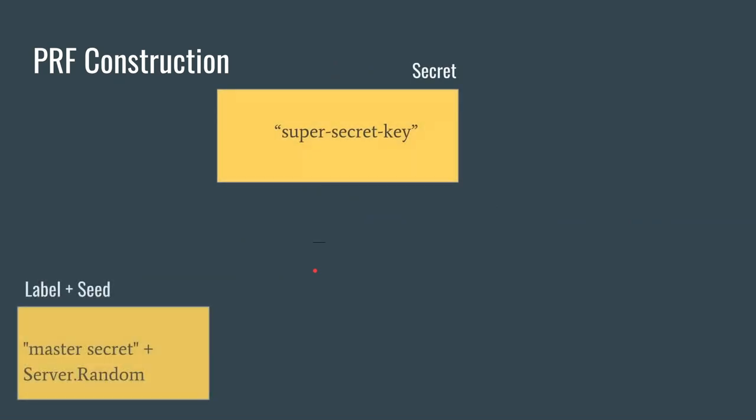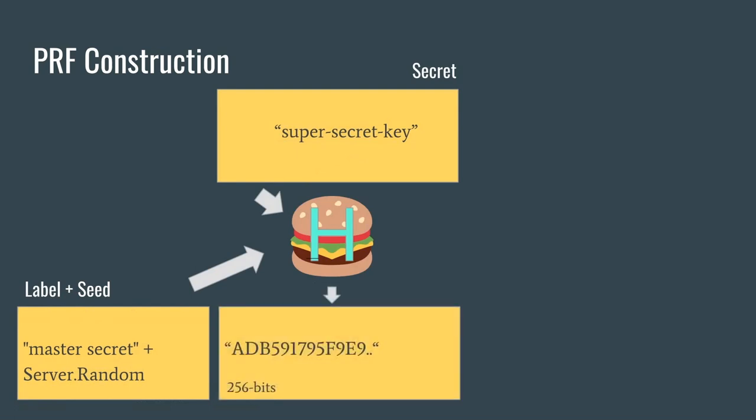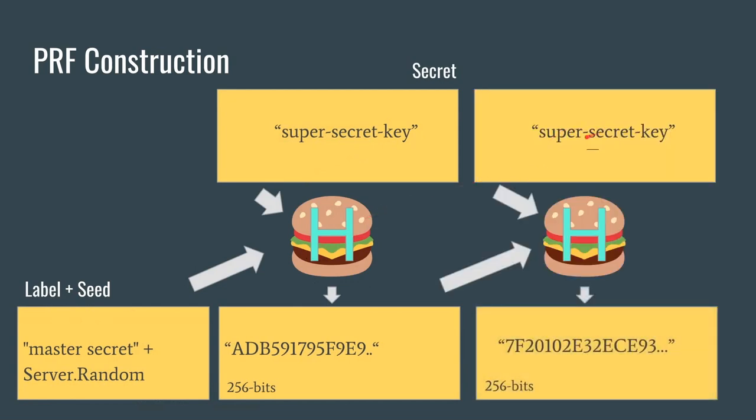So we start with our super secret key, and we'll also take a label and a seed. In this case, our label is master secret, and our seed is a random value generated by the server. We'll feed those two into the HMAC function and get our first block of HMAC digest. We'll then take that output value, combine it with the super secret key again, feed it into the HMAC, and we'll get another block of output.